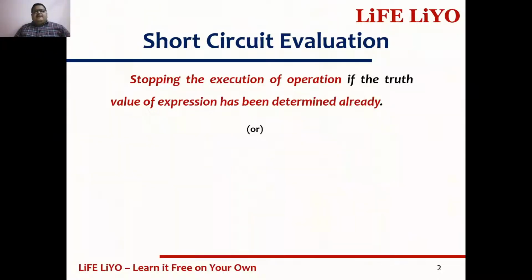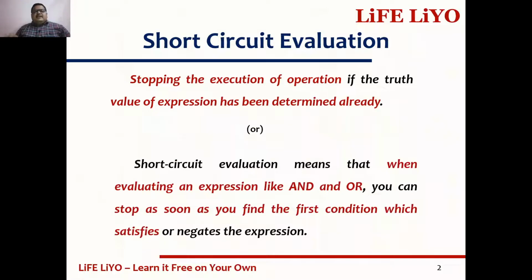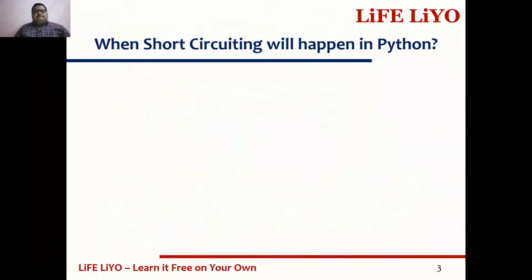Or we can define it as: short circuit evaluation means when you are evaluating an expression like AND or OR, you can stop as soon as you find the first condition which satisfies or negates the expression. That means when you are using AND, OR or any other operations, if you find the first condition result that settles it, then you exempt the remaining expression.